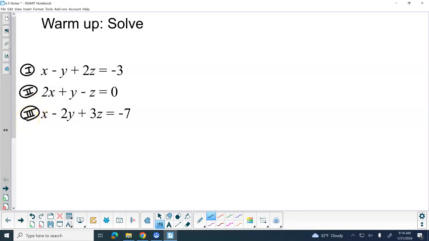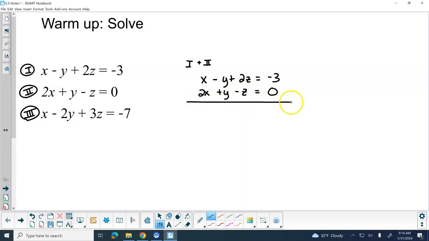Anybody have a preference as to how I show it? Elimination. Okay. Which variable did you choose to eliminate? Y's. Okay. So if I'm going to eliminate y, I could just add 1 and 2. So then that would be x minus y plus 2z equals negative 3, and 2x plus y minus z equals 0. Add those two together. That gives me 3x plus z equals negative 3.